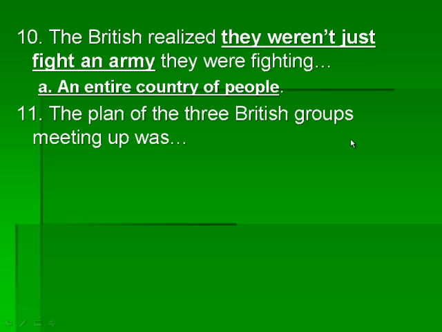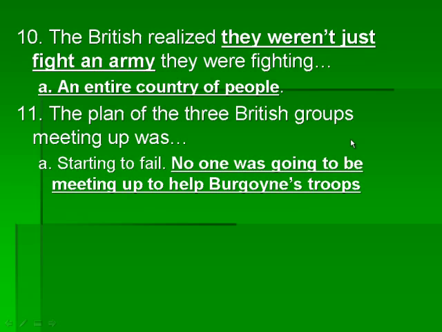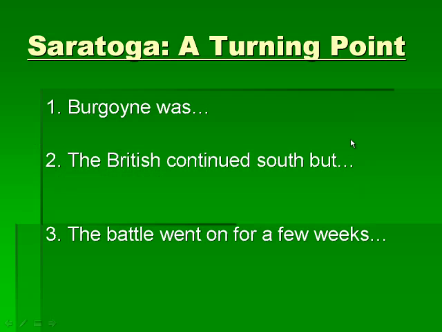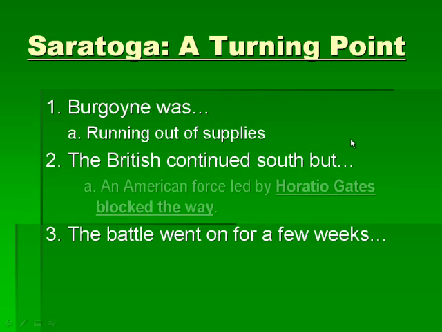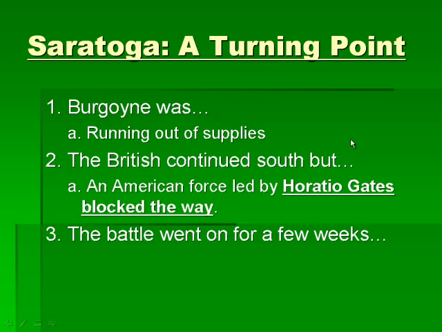The plan, like I said, of the three British groups meeting up was beginning to fail, and no one was going to be meeting up to help Burgoyne's troops in Albany. He is counting on this. He is thinking, we are weak right now, but once we get closer to Albany, we'll meet up with Leger or Howell, and they'll have some supplies and some reinforcements, and everything will be all right. But that is just not what's going to happen. Burgoyne is still marching south, but he is running out of supplies.